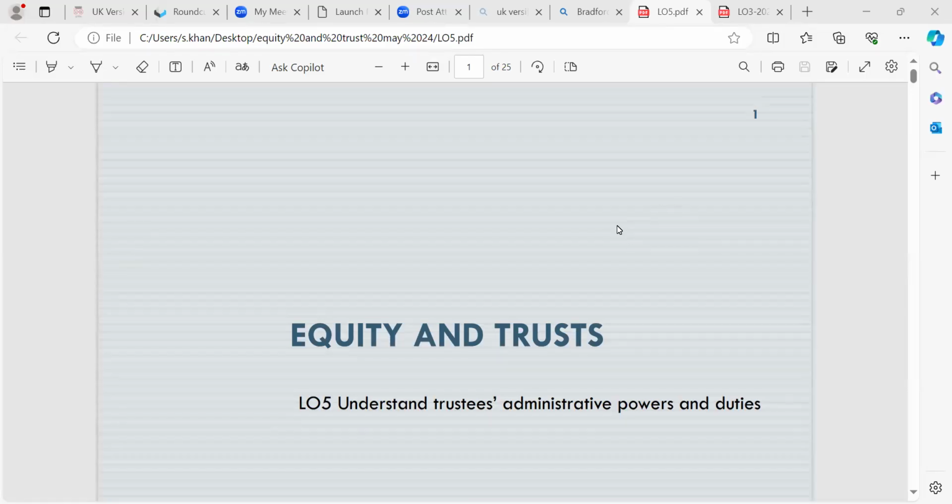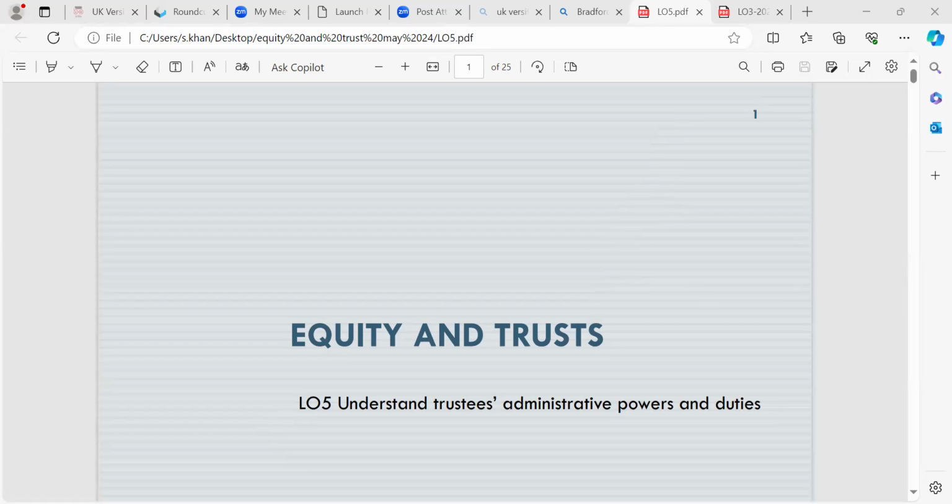Hi everyone. Today's unit that we'll be doing is equity and trust. And this is the final learning outcome, which is learning outcome 5, which is to understand trustees' administrative powers and duties. Before I carry on with learning outcome 5, I just want to give you a summary of the last learning outcome we did, which is learning outcome 4.